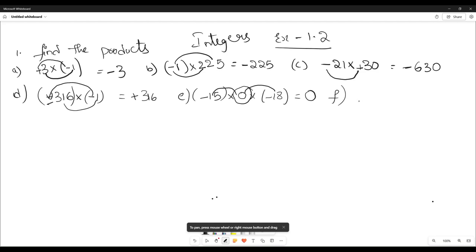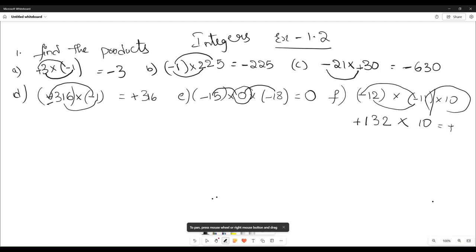The sixth sum, minus 12 into minus 11 into 10. Let's make it two parts. First, 12 into 11. Tell me, 12 11s are 132. And negative into negative is positive. Then the remaining part is into 10. Positive into positive is positive. 132 into 10 is 1320. That is the sixth sum.